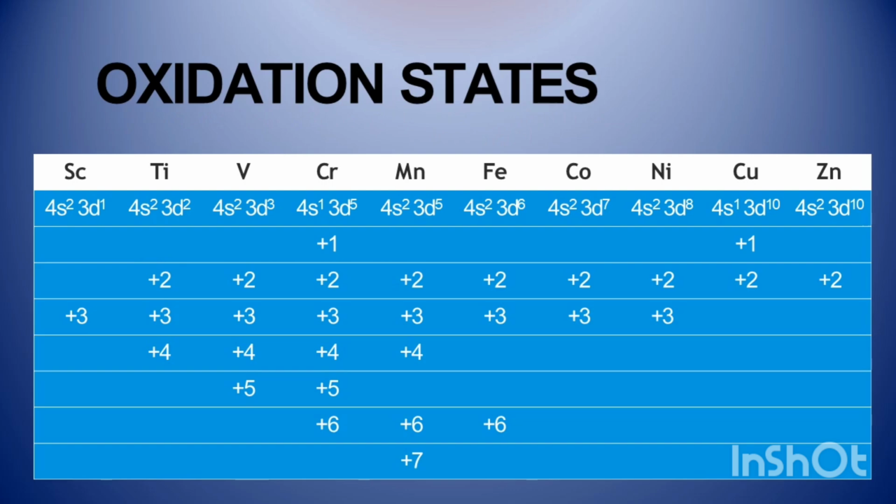Students, here is a chart showing the variable oxidation states of transition elements. The maximum oxidation state that you can find is in manganese, which shows an oxidation state of +2 to +7. Now students, we are going to study all these oxidation states in the next lecture with their electronic structures.